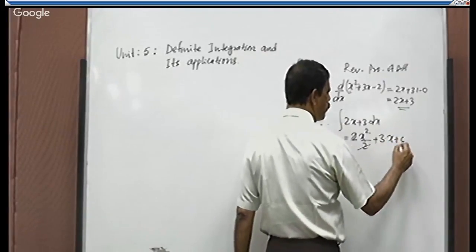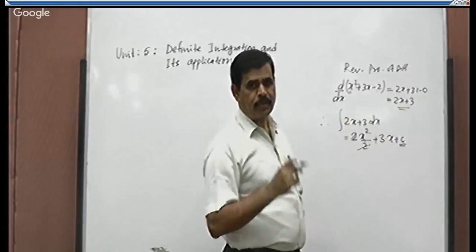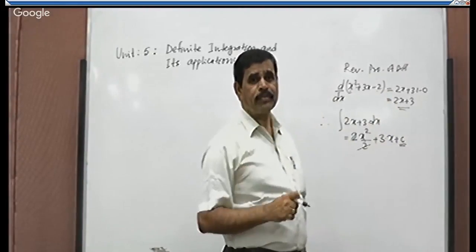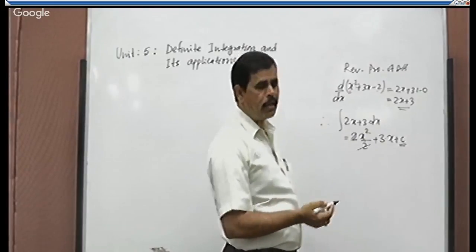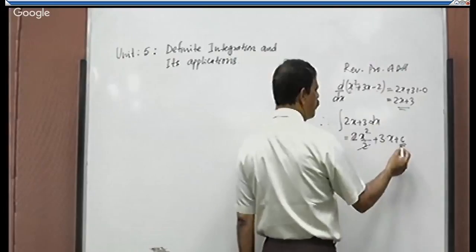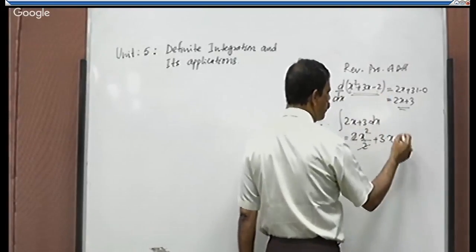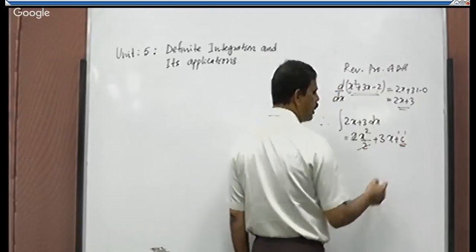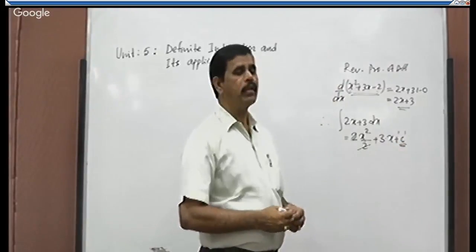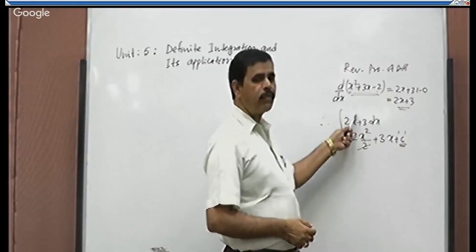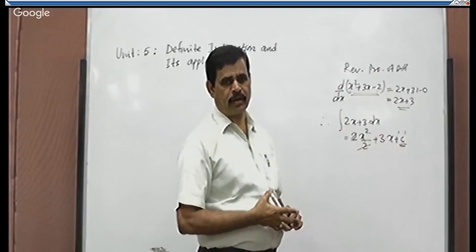So c may be a constant of this type. It may be minus 2, it may be plus 5, it may be 18, it may be a, it may be any constant which is required for the function. Hence, we are putting c at the end of the integration. Therefore, we say that this is called an indefinite integral.